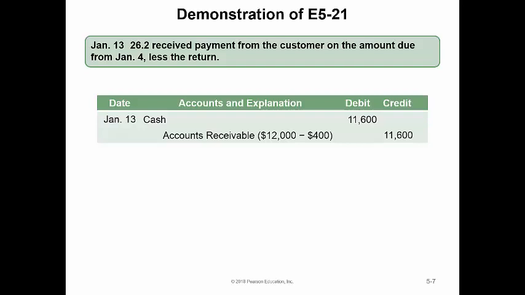Next, on January 13th, we received payment from the customer less the return. So the original purchase was for $12,000 and they returned $400 of that. So our entry is going to be for $11,600, and we're going to debit cash because that's what they're paying us, and we're going to reduce their accounts receivable by the same amount.